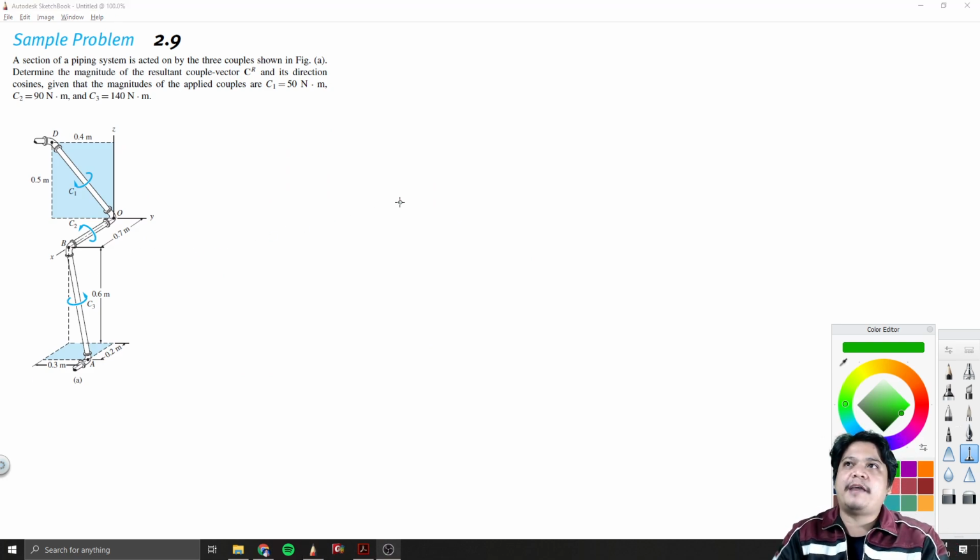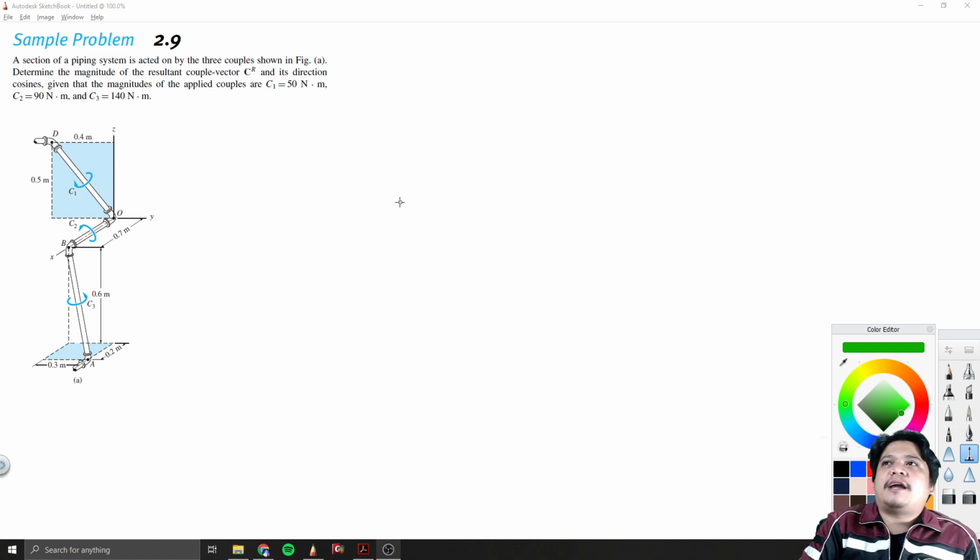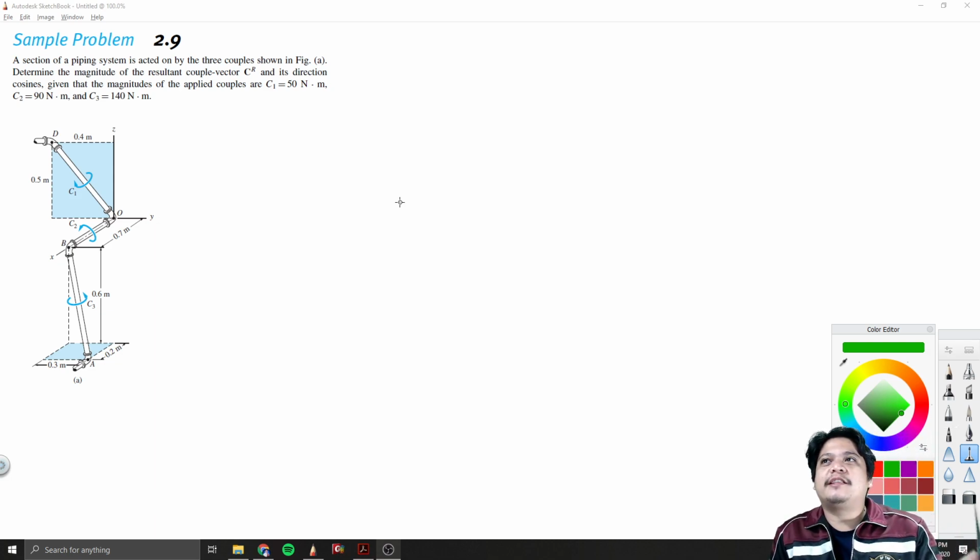Because section of piping is acted by 3 couples shown. Una, determine the magnitude of the resultant couple vector CR and its direction cosines. Okay, so nahanap yung ating directional cosines. Okay, so given that the magnitudes C1, C2, and then C3.